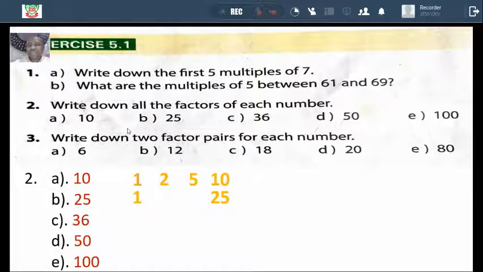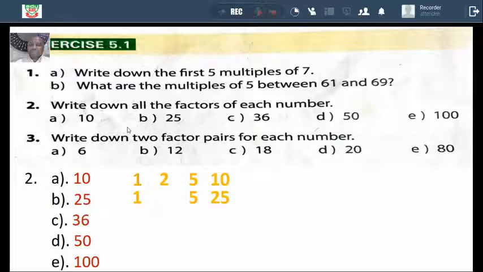Now, let's look at that. 2, it does not divide into 25. 3, no. And 4, no. 5, yes. 25 divided by 5, you get 5. So now 5 is a factor of 25 because it divides exactly into 25 and gives us 5. Now we put the 5 there as another factor.